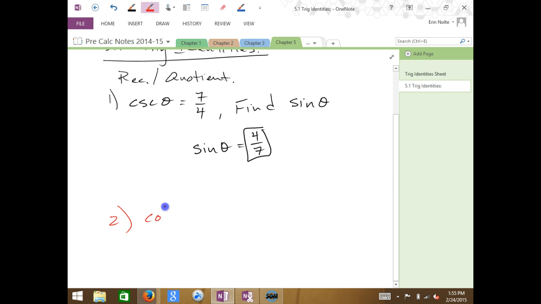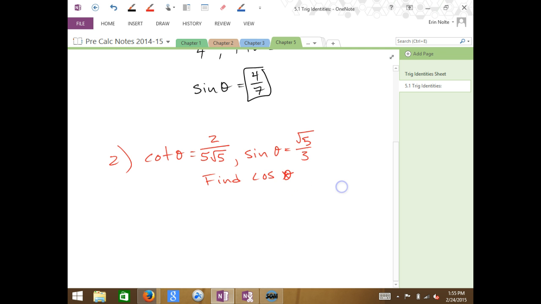Let's say they give us a cotangent equaling 2 over 5 square roots of 5, which I'm not a huge fan of, but that's the way they play, so we have to play their game. If it's given to us, you just take what's given. And the sine is the square root of 5 over 3. Let's say they ask us to find the cosine of the angle.